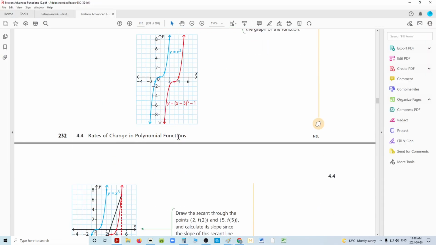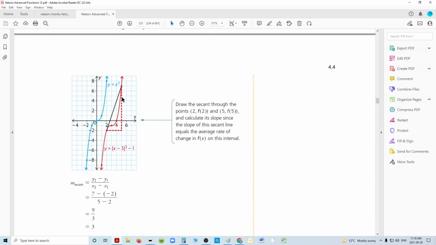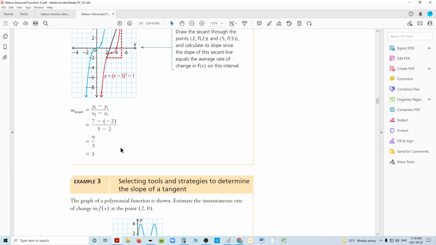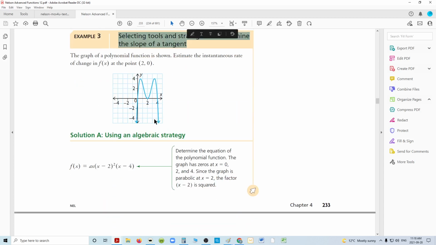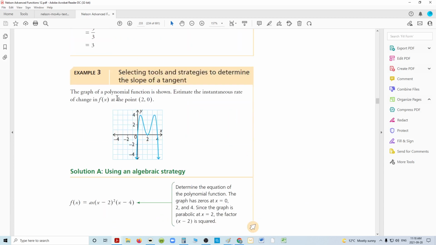Then they do it graphically, and they show you why that's true. They show you a slope triangle, and then you're drawing a straight line between that triangle and finding the slope. And then they're saying you want to use different tools. The graph is shown; estimate the instantaneous rate at the point 20. So that's way down here.